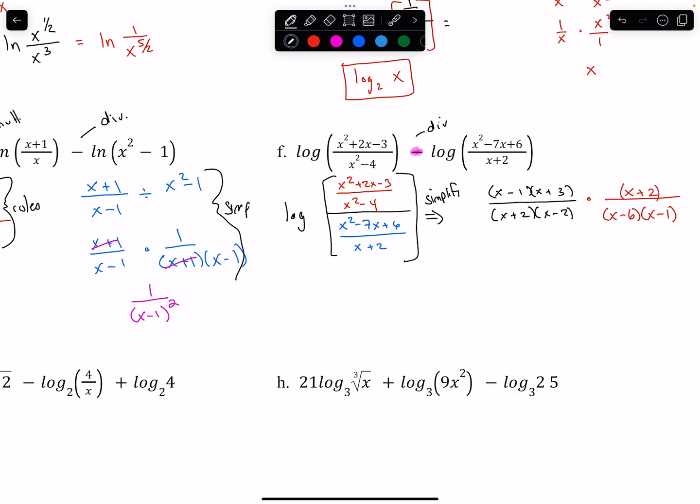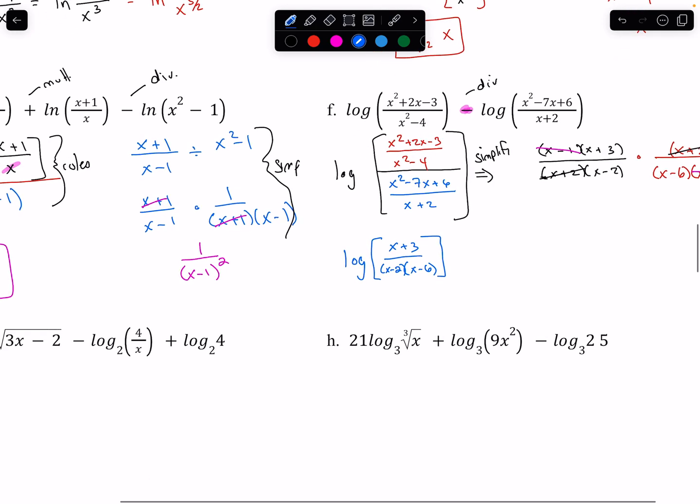All right, so what do we got? We've got x plus 2 simplifies with x plus 2. We've got x minus 1 simplifies with x minus 1. And then we're just left with the natural log of my numerator, which has an x plus 3, and my denominator has an x minus 2 and an x minus 6. Right, so it's the log of all that.